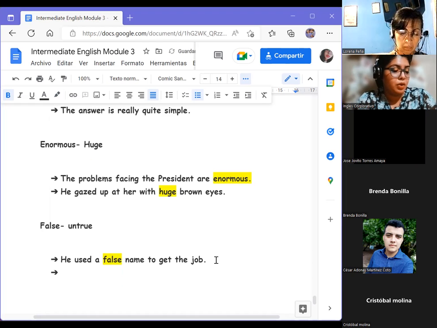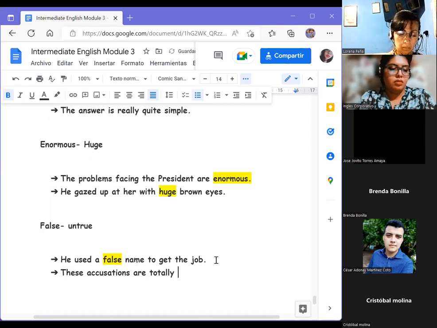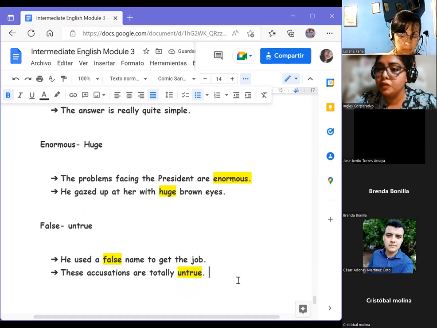And then we have the second one that says, these accusations are totally untrue. So in this case, it's also the same, because you can use for the second one, these accusations are false, for example, or are not true, untrue, or something like that that you can use to talk about that situation.